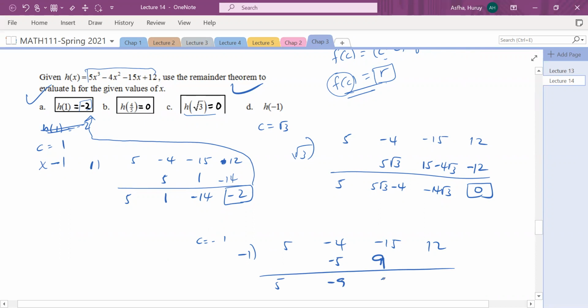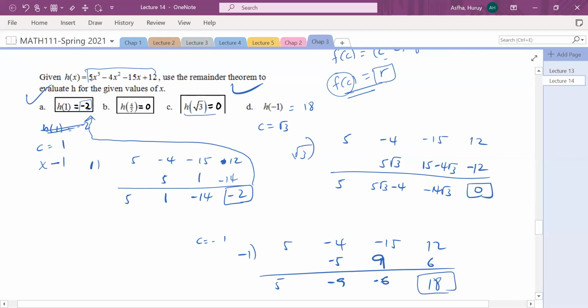What do we have? Oh, negative 6. Right? Oh yeah, negative 6, and then negative 1 times this one is positive 6, and then we have 18. Okay, so the remainder in this case is 18.